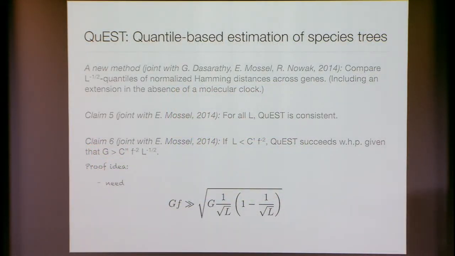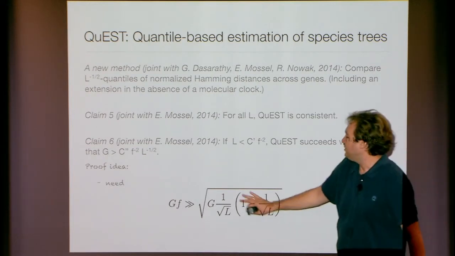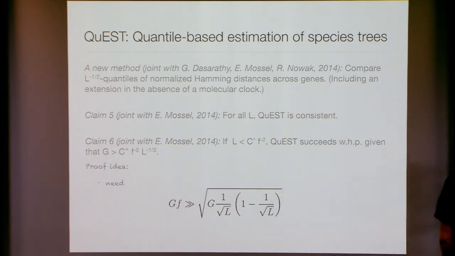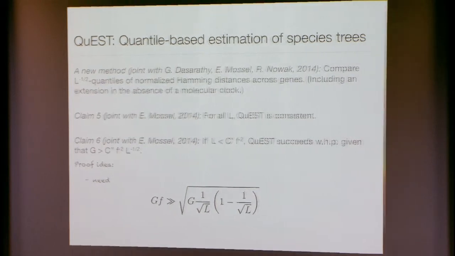Let me not explain how the proof works. This one is somewhat less trivial, but not very difficult. What you get is that the amount of data that you need, the number of genes, has to scale like this f to the minus 2, but divided by square root L. Okay, so the more data you have, the longer the sequences are, the fewer genes you need. Let me skip the proof.